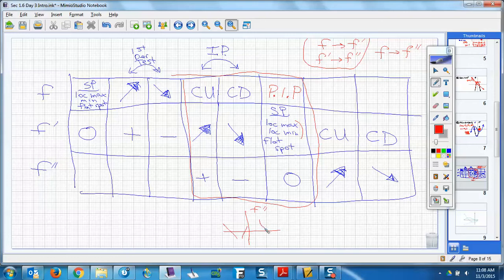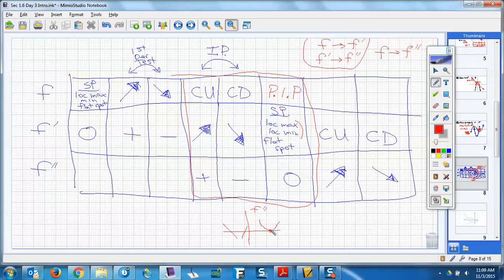But what if it bounces? It's a flat spot of F prime, and is it an inflection point of F? No. So here's how you would look at this. You'd say, okay, F double prime is going positive to negative. If F double prime goes positive to negative, F goes concave up, concave down, we got an inflection point. If F double prime goes negative to positive, then this goes concave down to concave up. Got an inflection point.